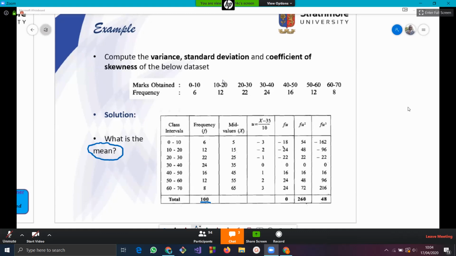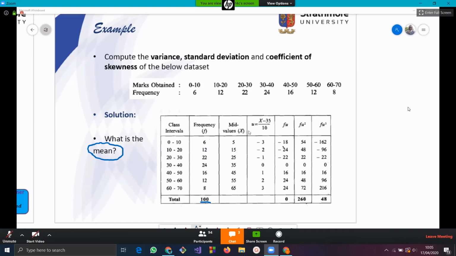For calculating the mean, it's usually a summation of the frequency and the mid values over the summation of the frequency. Very good. In other words, it's summation of fx divided by summation of f. Very right. That's why I left out this column. These are the f's we are talking about.